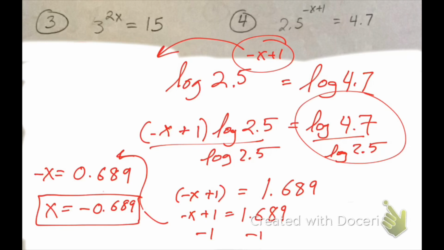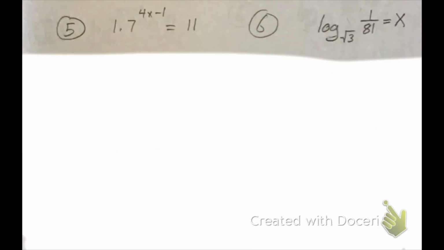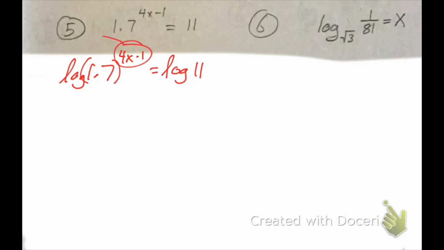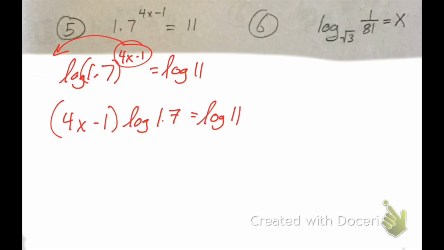Okay, next question, number 5. This one is the same thing. We're going to log both sides. Log of 1.7 raised to the 4x minus 1 equals log of 11. I plug it down, using parentheses to stay organized: (4x minus 1) times log of 1.7 equals log of 11. I divide by log of 1.7, doing it to both sides.